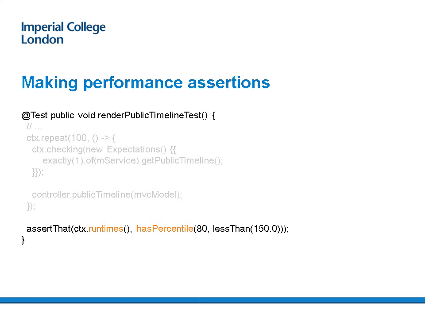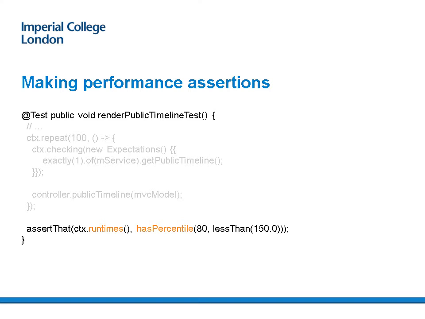So could you read out the assertion? Yeah, I'm sorry, I'm using a light font on the projector, so that says, assert that context.runtimes has percentile 80 less than 150. So what this is saying is we expect the 80th percentile execution time to be under 150 milliseconds, and that will be asserted against the list of all your repeated tests in one experiment.